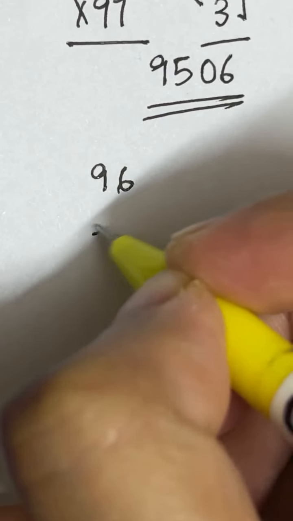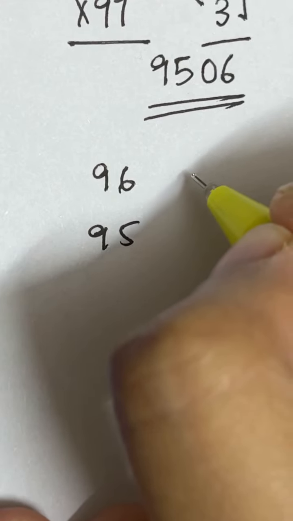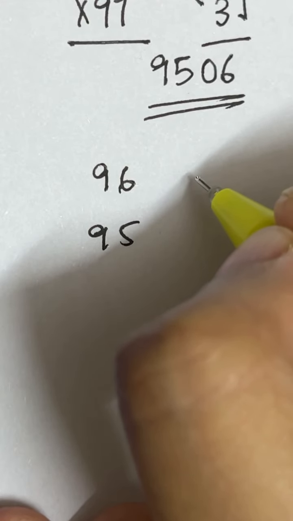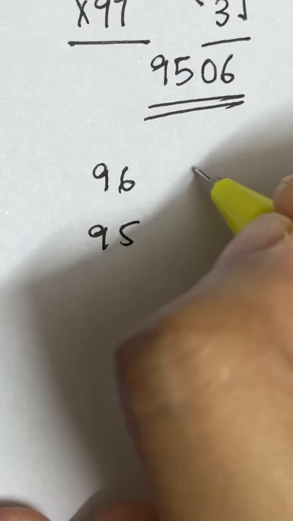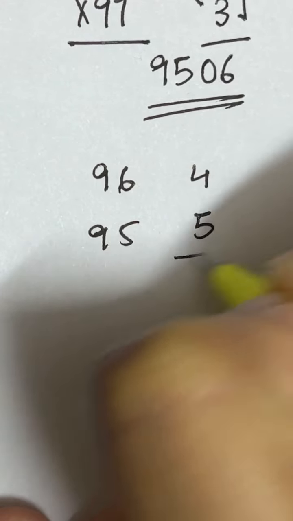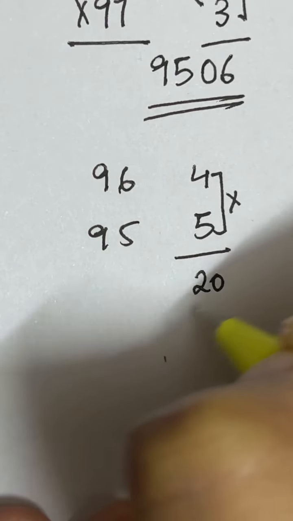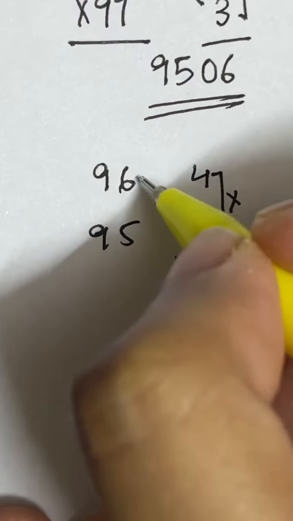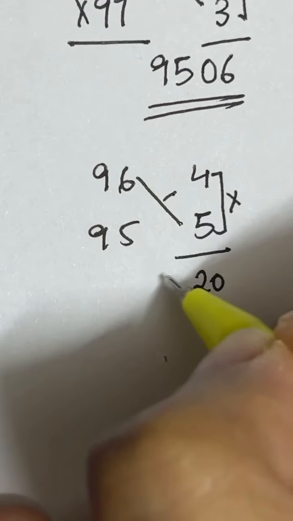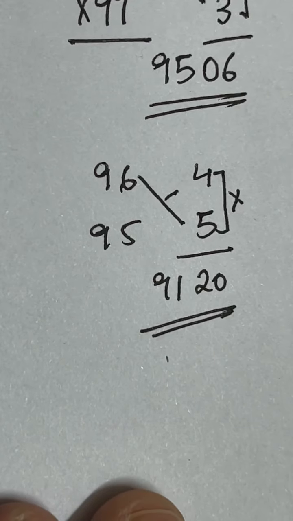96 and 95. How far is it from 100? Okay, 4 units less from 100. Is that right? And this is 5 units less from 100. So multiply 4 times 5, that's 20. You have a double digit, so no need to worry. Now subtract: 96 minus 5, 91. Done. Your answer is there.